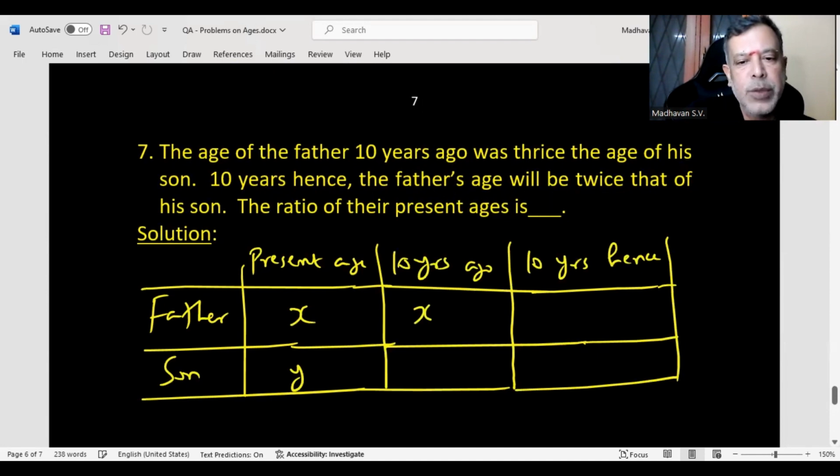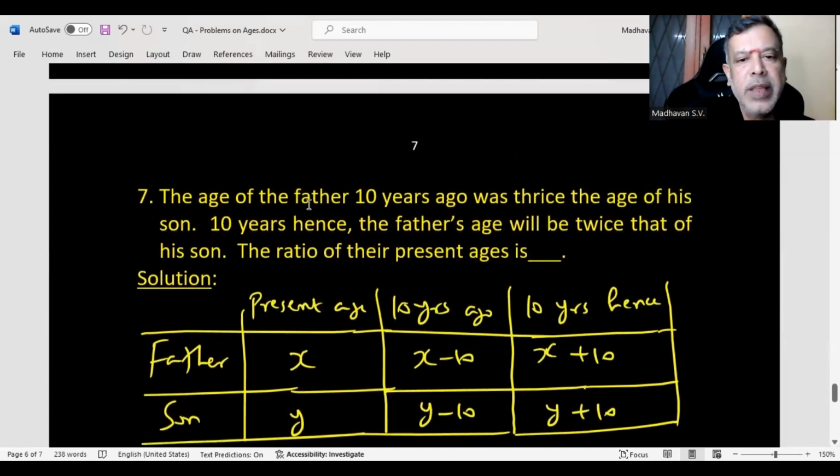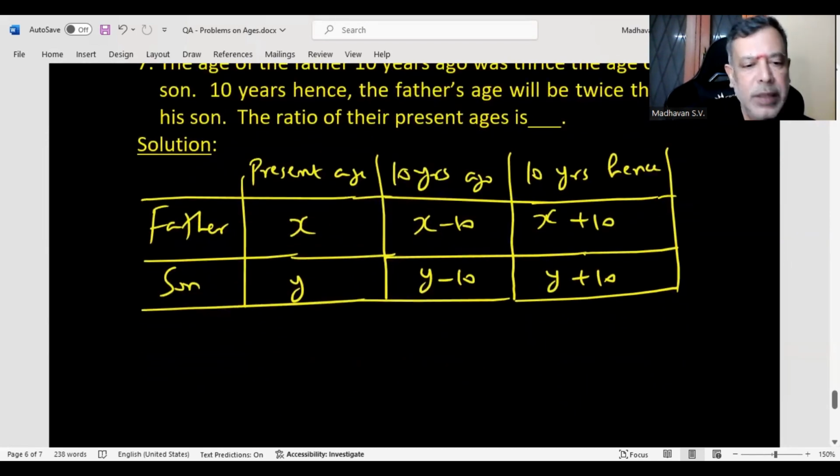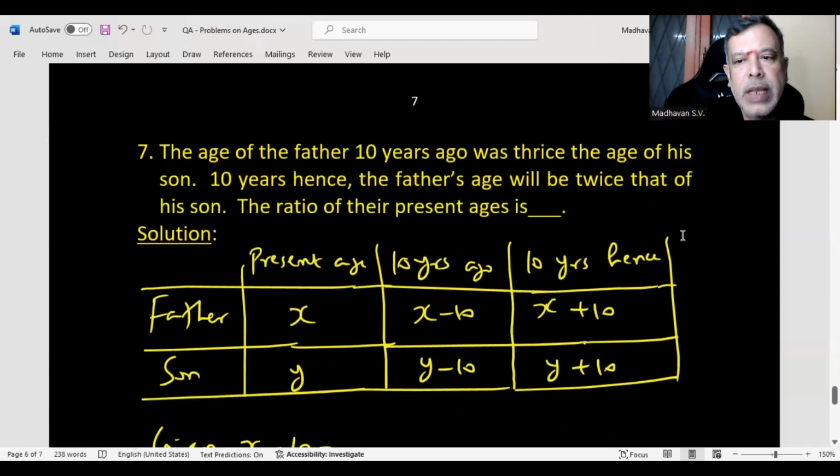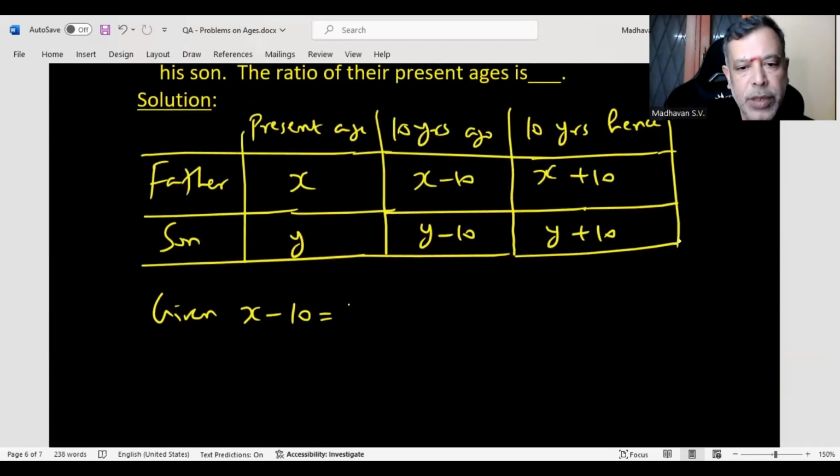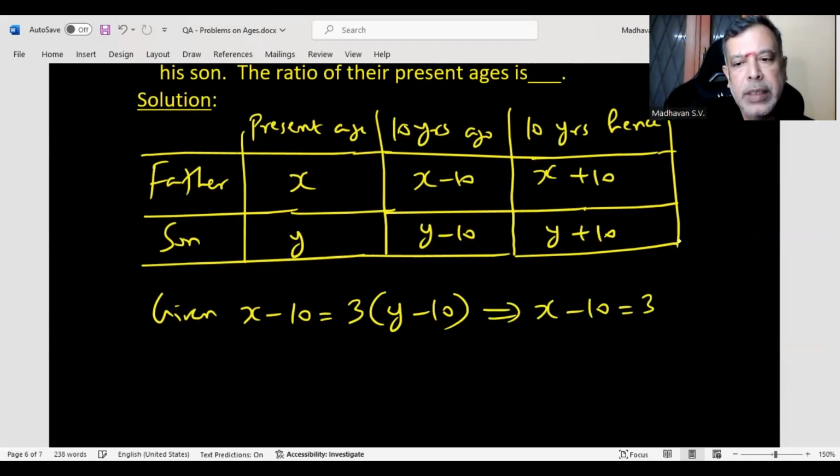Ten years ago, father's age would have been x minus 10. This is y minus 10. 10 years hence, it is x plus 10. This is y plus 10. Now, what is given? Age of the father 10 years ago means given x minus 10 is what? Thrice the age of his son. So 3 times y minus 10. So that can be simplified as x minus 10 is 3y minus 30.